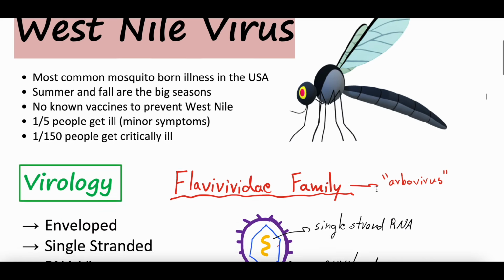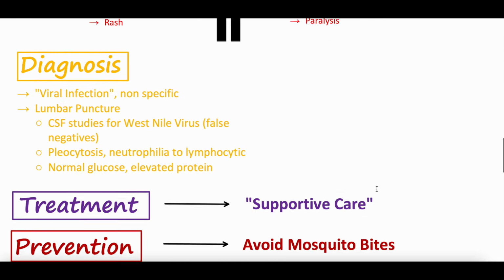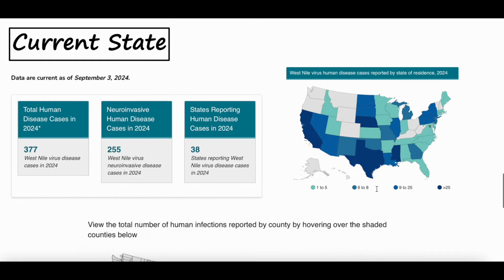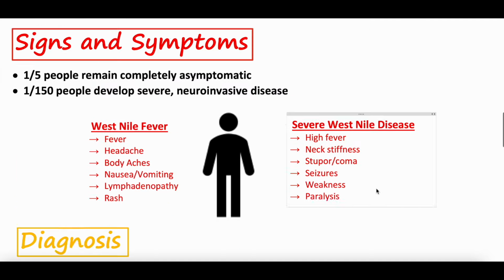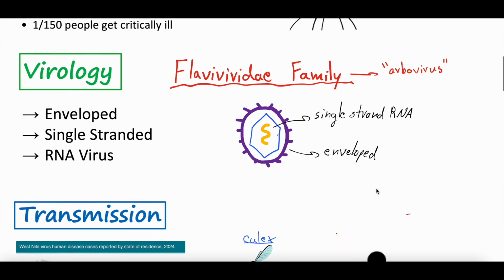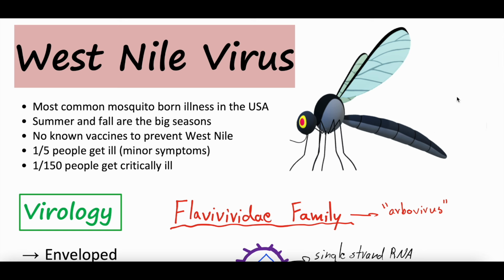We're going to start with the virology of West Nile virus. We'll talk about how it's transmitted, the signs and symptoms, the diagnosis, treatment, prevention, and then at the end we will go into the current state of things. But we're going to start with some of the general introductory stuff. We will put timestamps in this video's description if you want to skip around. Without further ado, 30-second break for the introduction, then we'll dive in.